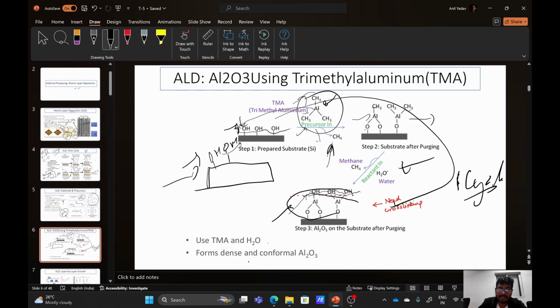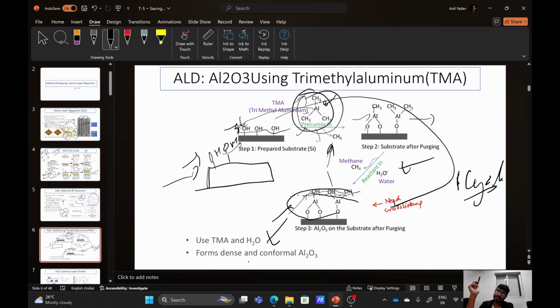So the best part is that it forms very dense and conformal Al2O3, because this is a gas phase reaction, so it can go into very small features, since the size of this aluminum precursor is very small. So if you need a conformal coating, this precursor can go inside the trench and react specifically at the sites. Inside the trench it can go easily.